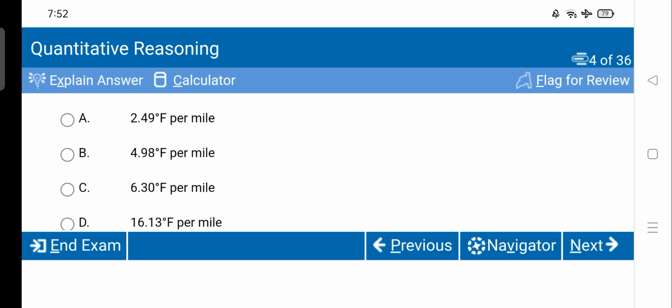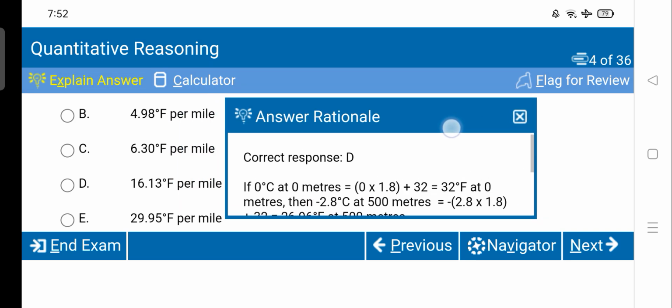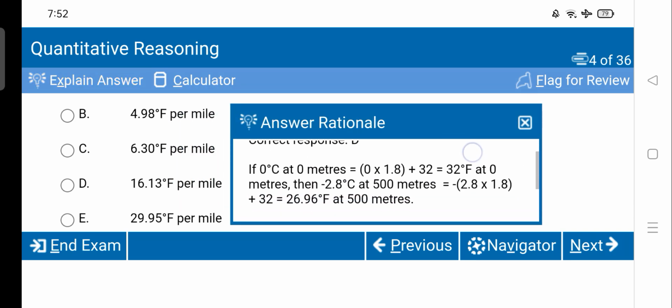Option B, 4.98 degree Fahrenheit per mile. Option C, 6.30 degree Fahrenheit per mile. Option D, 16.13 degree Fahrenheit per mile. Option E, 29.95 degree Fahrenheit per mile. So the correct response we have is option D.